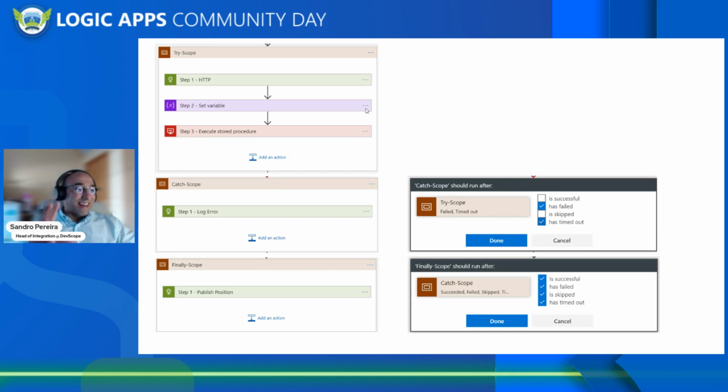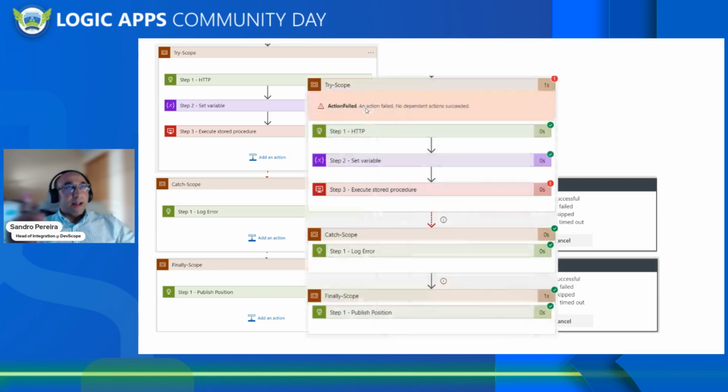We are here still in the old designer, but when we go to the examples and the demos, you will see that with the new designer it is the same. It's just a matter of presentation. So with these three scopes, we have a try catch or a try catch finally.